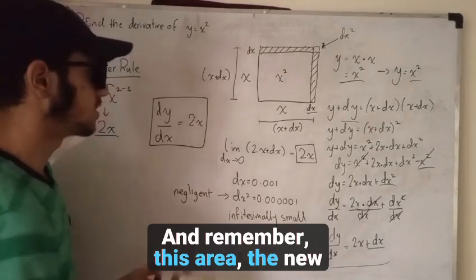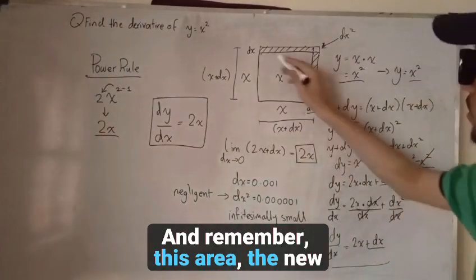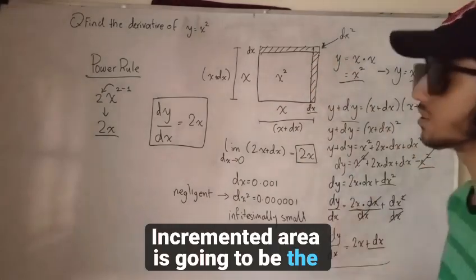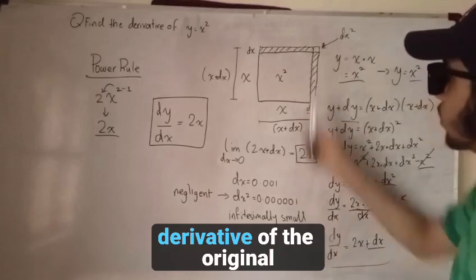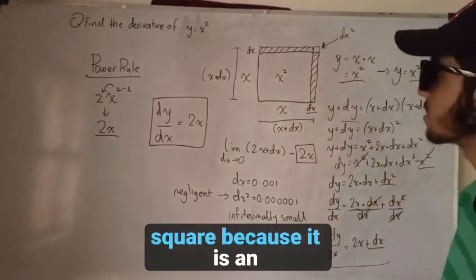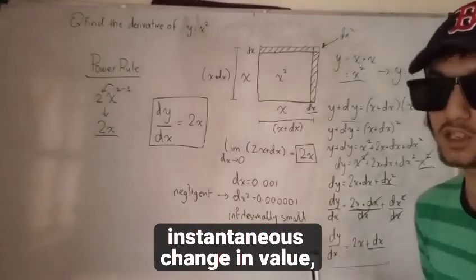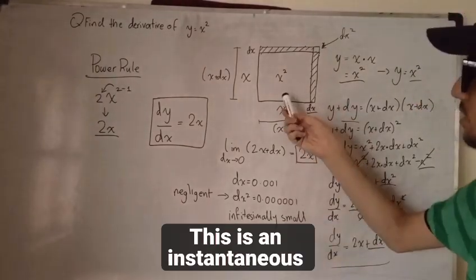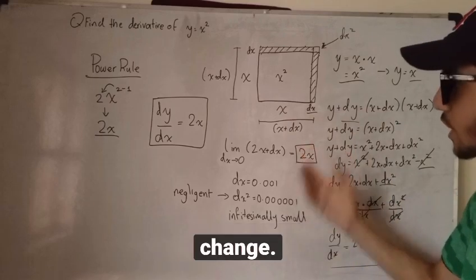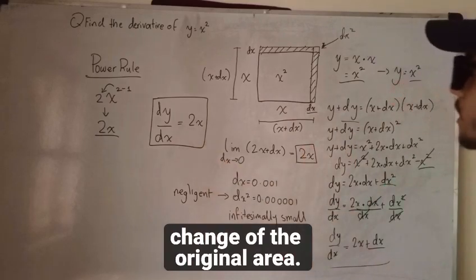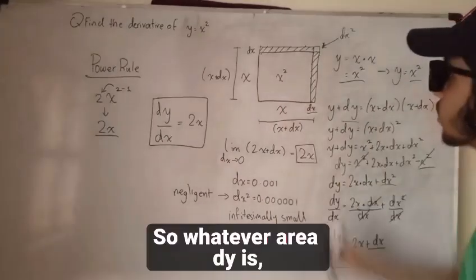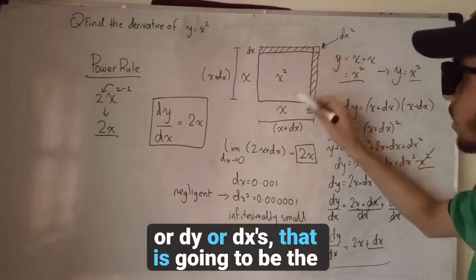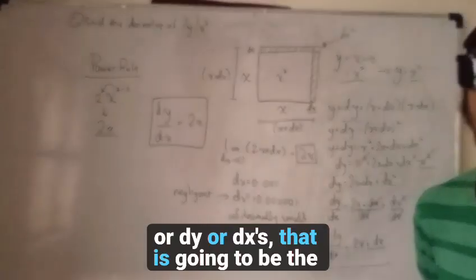And remember, this new incremented area is going to be the derivative of the original square, because it is an instantaneous change in value, in area, in length, in width. This is an instantaneous change. dy over dx is an instantaneous change of the original area. So whatever dy, or dy over dx, is, that is going to be the derivative.